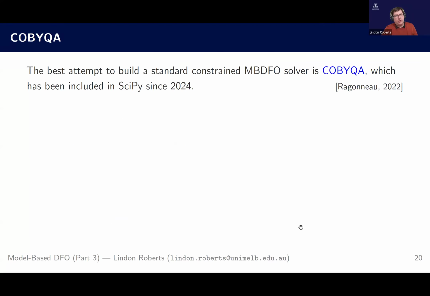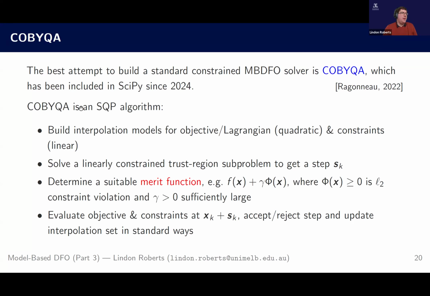I do want to mention probably the best attempt I've seen to hit that spot, a solver called COBYQA. This was developed by a PhD student of Zaikun Zhang, who's giving the lecture tomorrow. A couple of years ago, it's been in the SciPy library, the standard Python scientific computing library, for a couple of years now. The way COBYQA works is that it's an SQP method, a sequential quadratic programming method. For those of you that know SQP, there's not really going to be any surprises here.